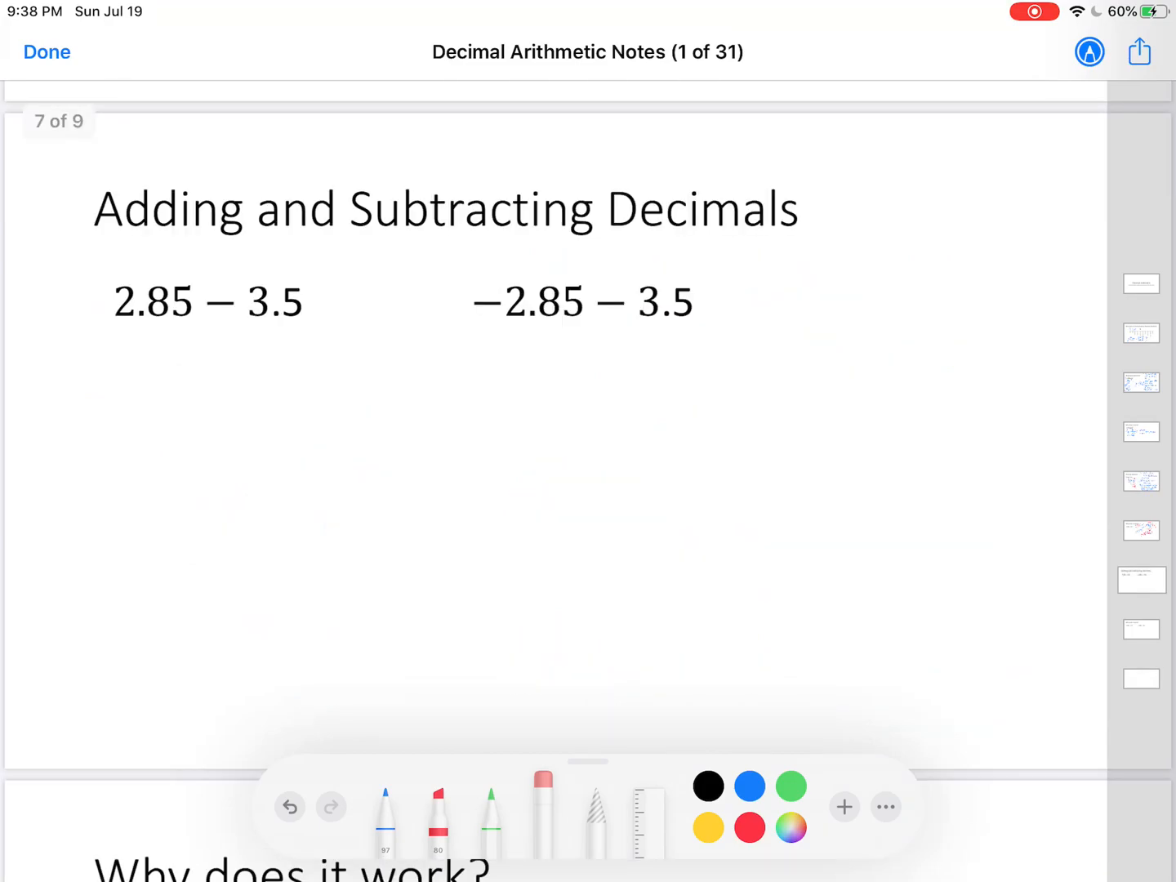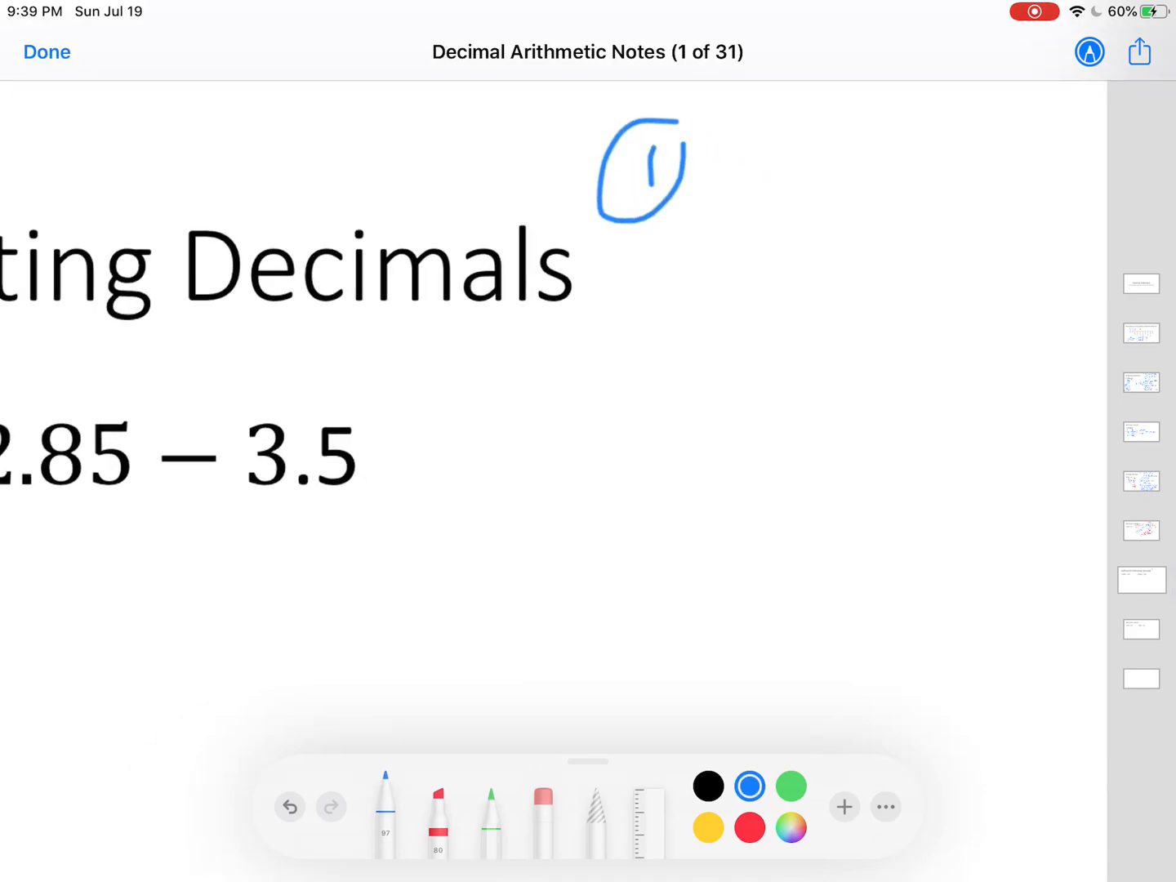How about adding and subtracting? And you know I group these together because adding and subtracting are the same thing. It's just a matter of going up and down. All right, so step 1, you're going to write it vertically. I have to change to writing again. Write vertically.